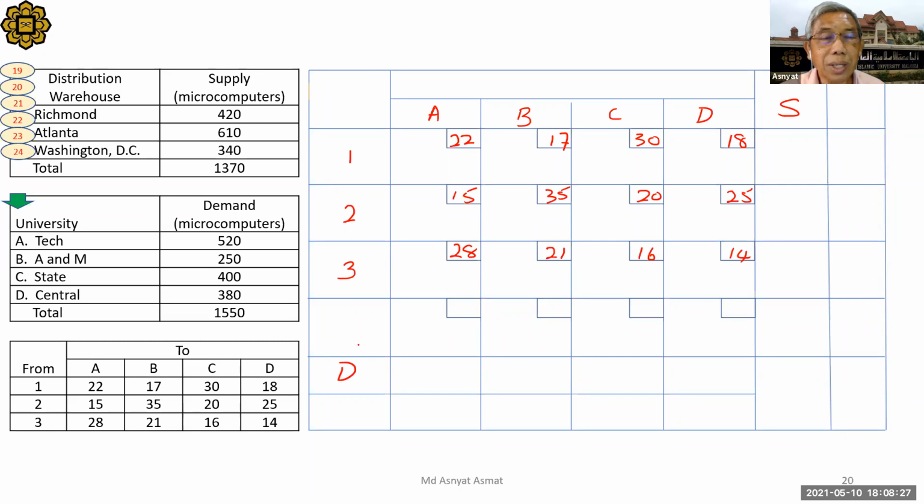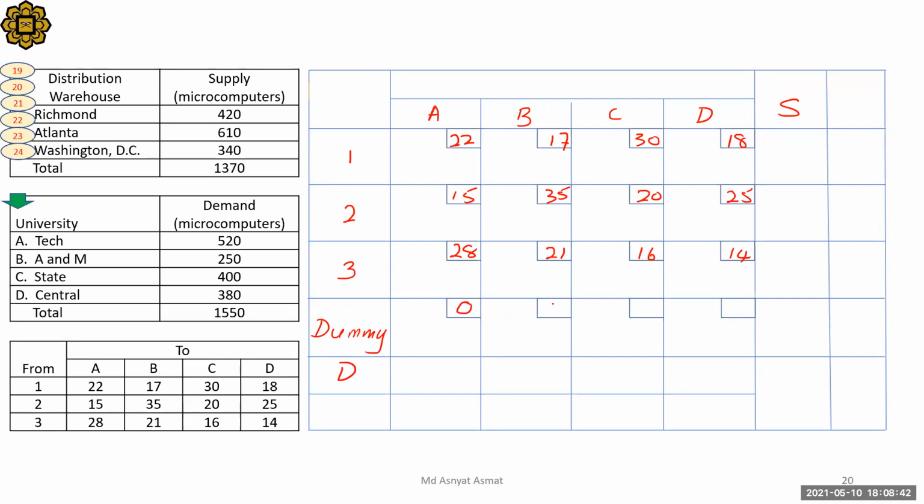What do we do just now? Add dummy supply, right? Yes. Dummy supply, put dummy here. What's the cost for dummy supply? 0, 0, 0, 0, 0.